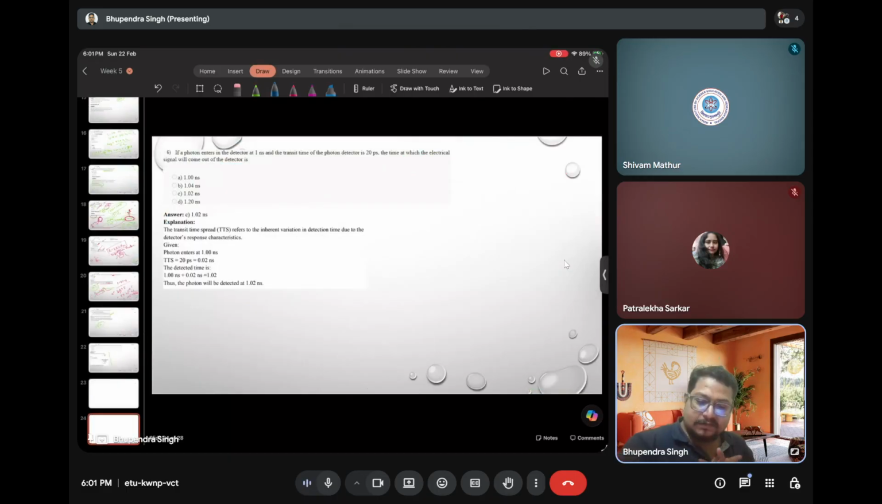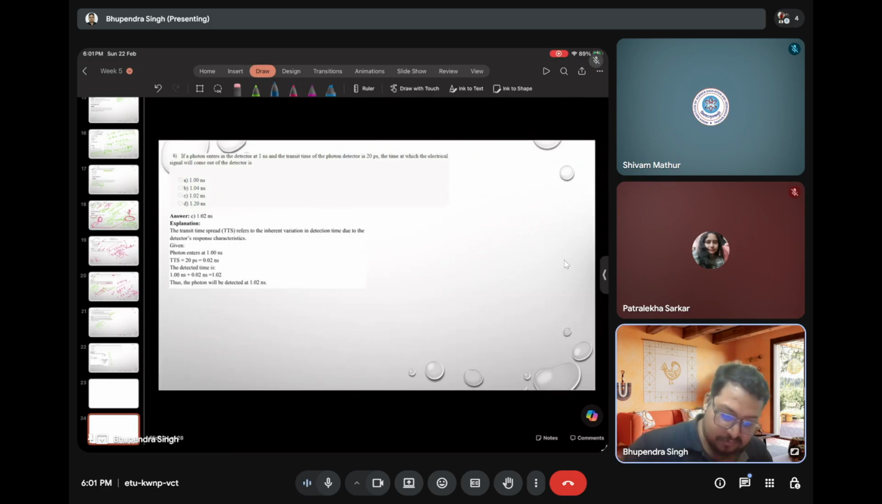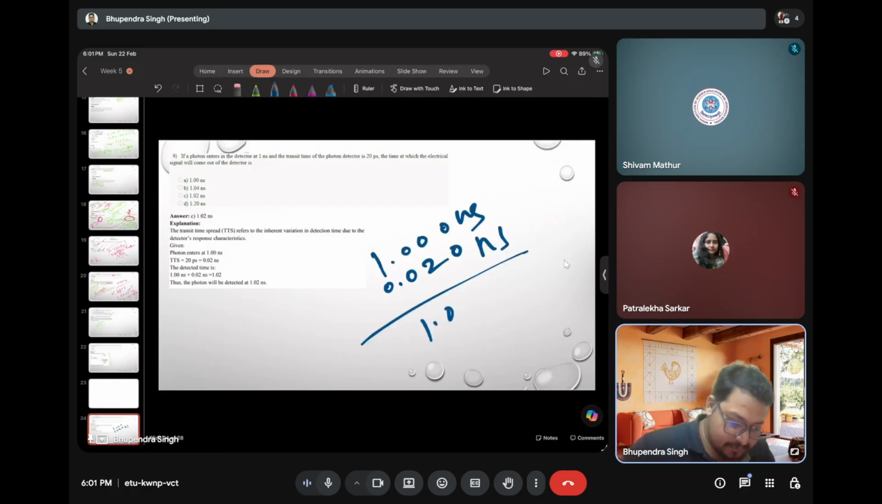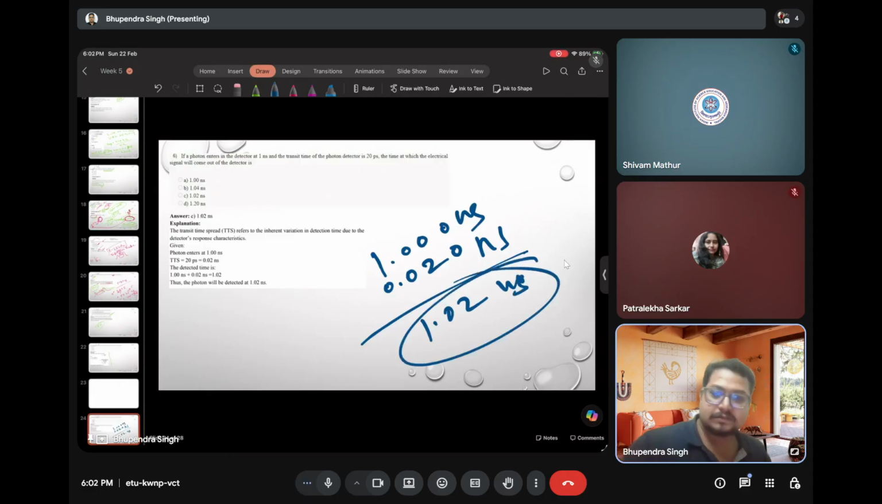If a photon enters a detector at 1 nanosecond and the transit time of the photon is 20 picosecond, the time at which the electrical signal will come out of the detector, this is the same question I have explained. Just convert this picosecond to nanosecond and then add 1 nanosecond. So 1.02 nanosecond. That's it. Same question.